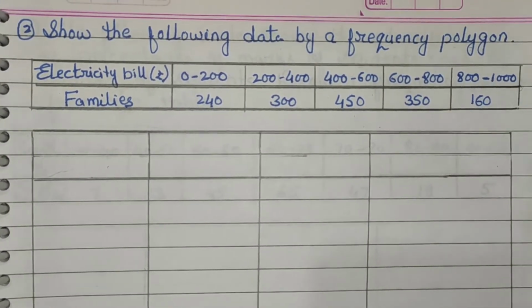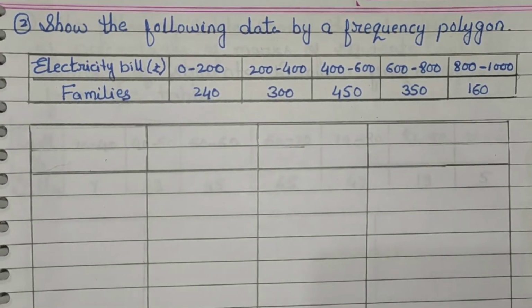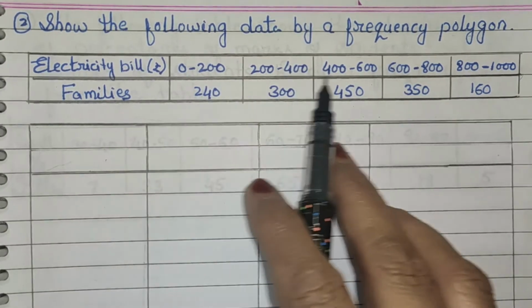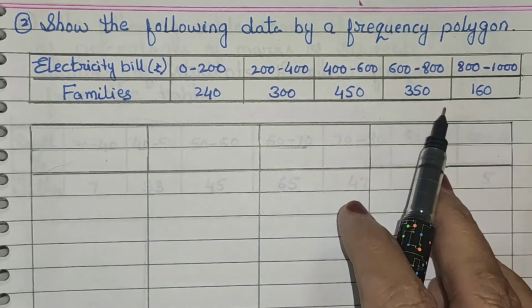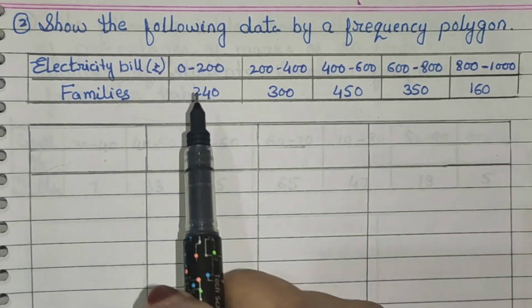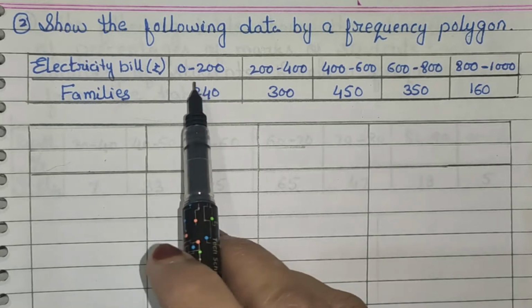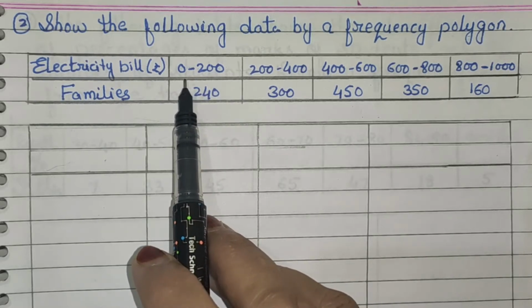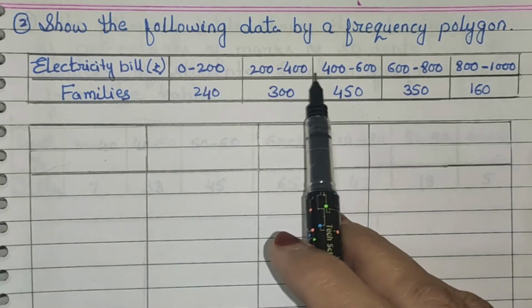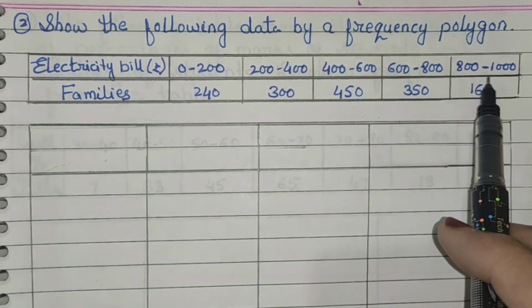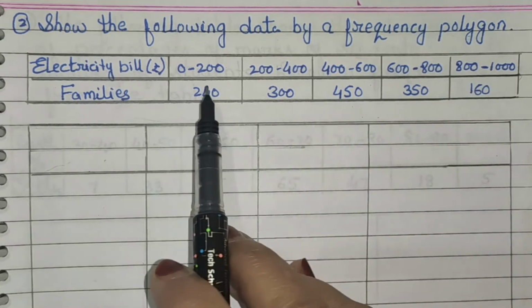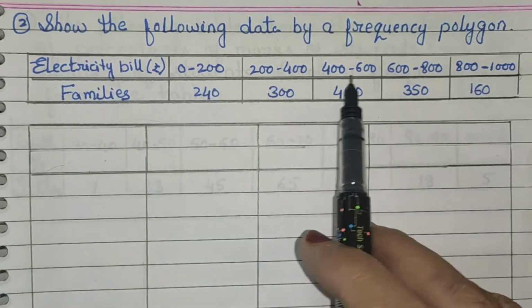Now second question is show the following data by a frequency polygon. Electricity bill in rupees are given here and families, number of families are given inside the table. Now first look at the classes carefully. Classes are 0 to 200, 200 to 400, 400 to 600, 600 to 800 and 800 to 1000. Now look at here. The classes are continuous.